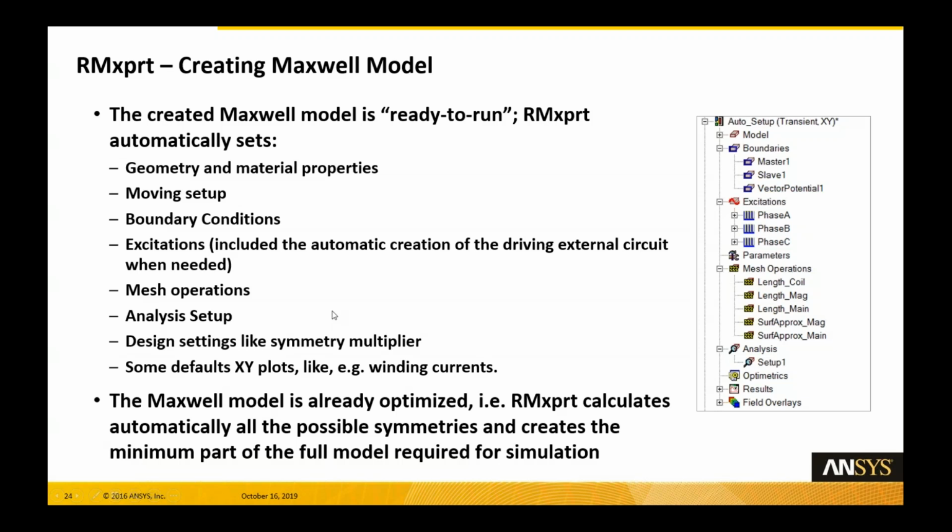So when you get to this point in AEDT, the Maxwell model is already optimized, meaning that RMxprt automatically calculates all the possible symmetries and creates the minimum part of the full model required for simulation.